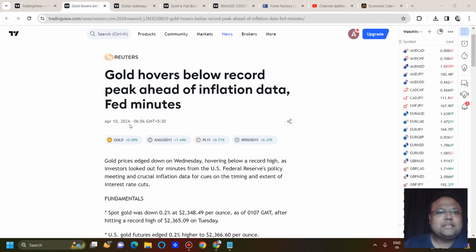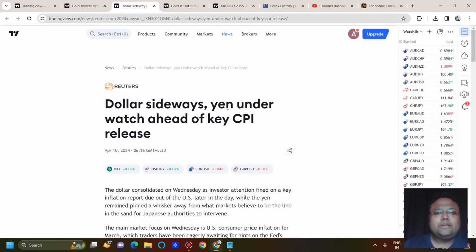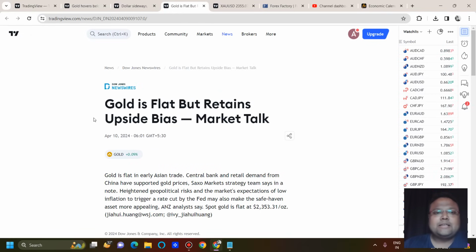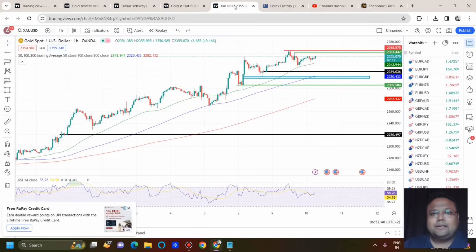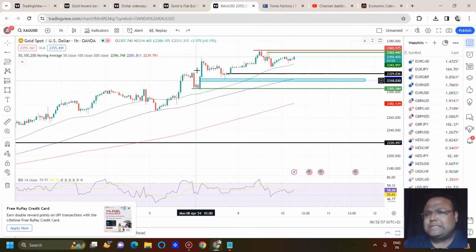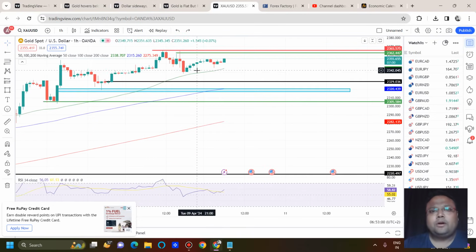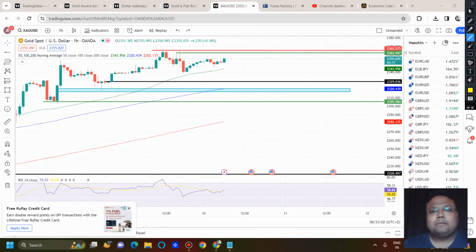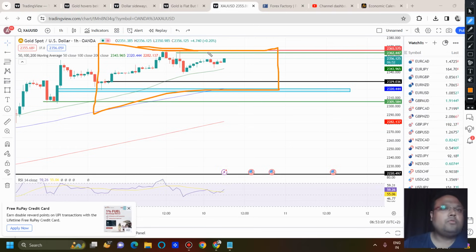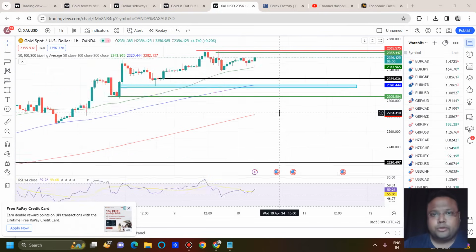Okay, let's look at the markets. Gold hovers below record peak ahead of inflation data, Fed minutes. Dollar sideways, yen under watch ahead of key CPI release. Gold is flat but retains upside bias. And this is the chart of gold. We can see that right now gold is trading around 2355, or above 2350, and gold is still going up. But if we observe the chart carefully, the market seems to be sideways, but we cannot deny that the overall trend of the market is still bullish.